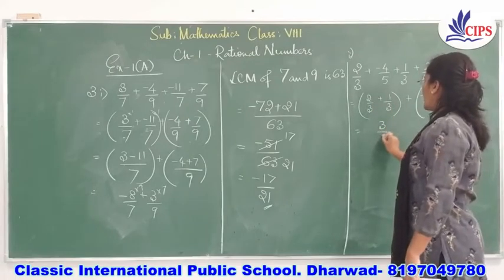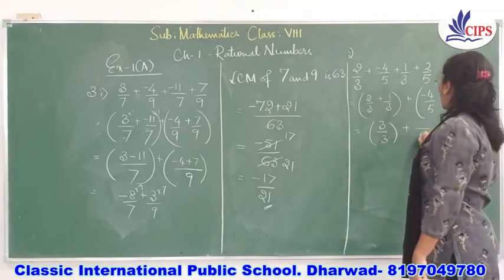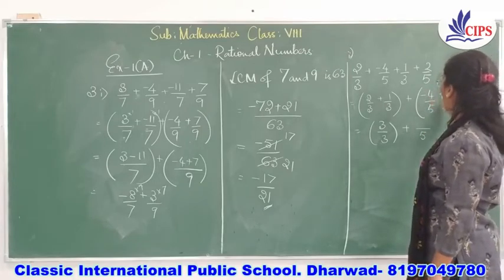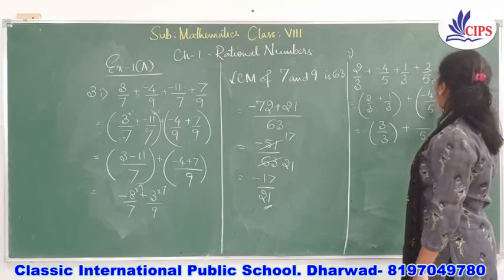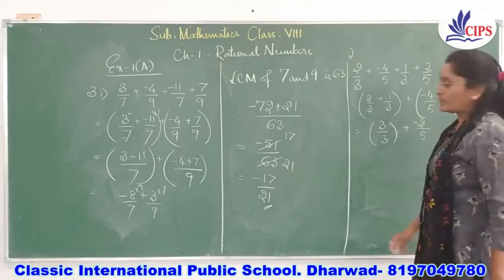So here again we have got 3 plus. Here we have got the denominator 5 and minus 4 plus 2. 4 is greater, so we'll subtract 4 and 2. So 4 minus 2 is 2 and 4 is having negative sign, so it's minus 2 by 5.